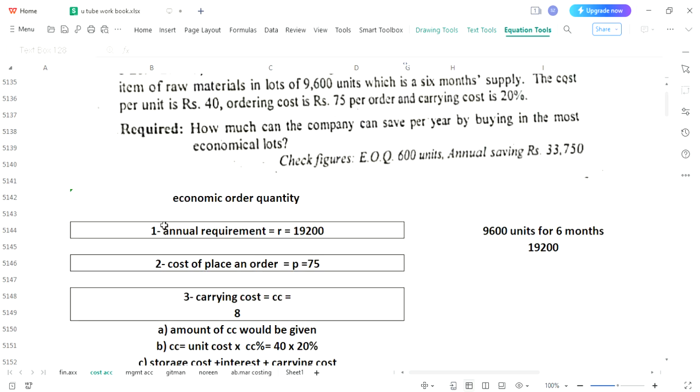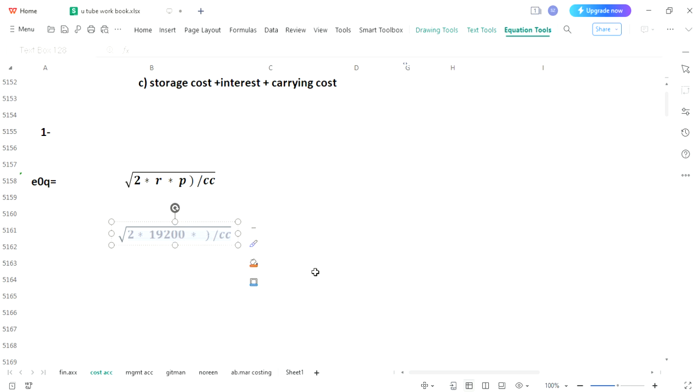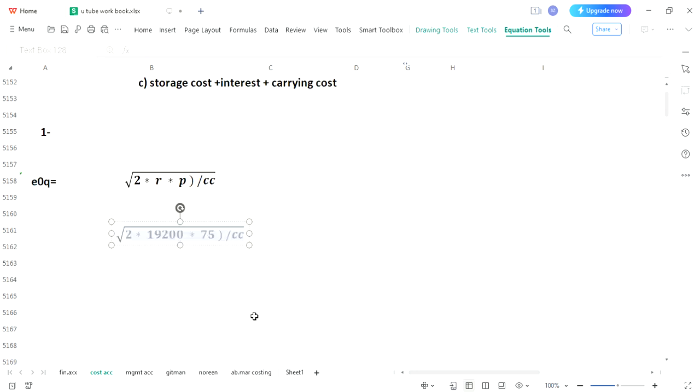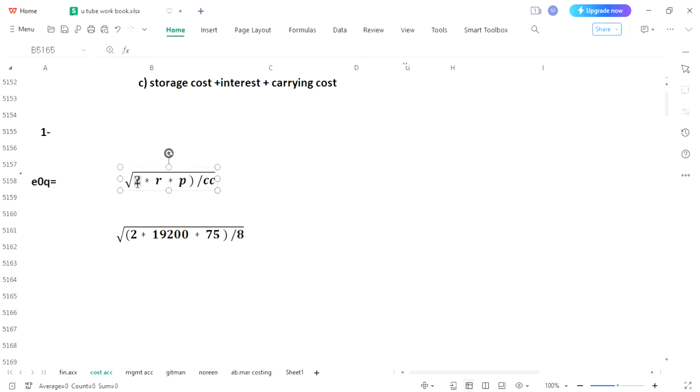Go back to the question. Cost to place an order, from the question we have already highlighted it, P is 75. So you will put 75, and then you need to put carrying cost. Let's go back. Carrying cost was calculated as 8. We have put 20% upon unit cost. 8 is your carrying cost. So you can put 8 over here. Alright, so in this way you have completed your formula. At the start we need to put a bracket as well, and in this we will also be putting a bracket.